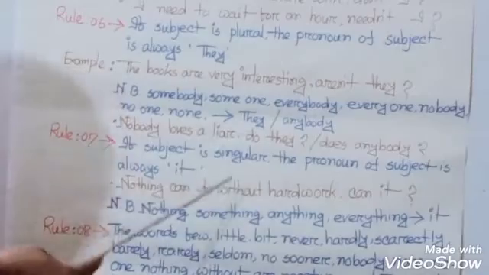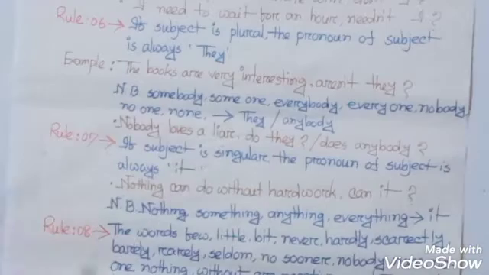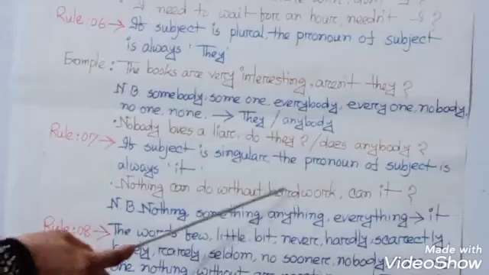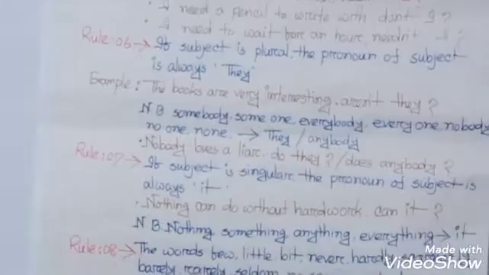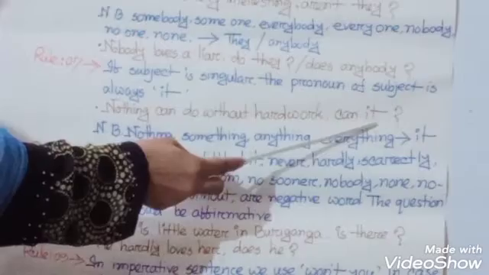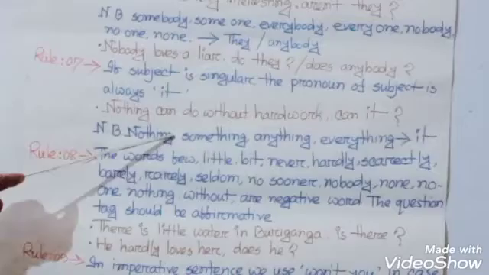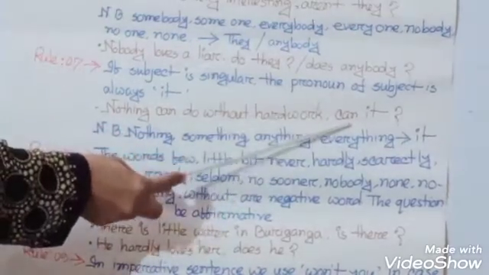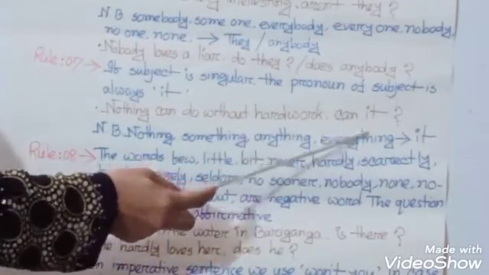Rule 7. If the subject is singular, the pronoun of the subject is always it. Okay? Nothing can do without hard work. Nothing is a singular subject, so we use it. And here we find the modal auxiliary can. This is a negative sentence. That's why we use can, and subject nothing, pronoun is it. Can it?